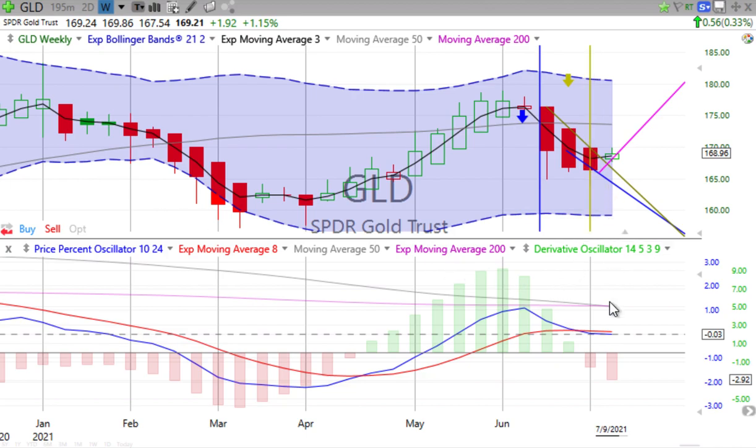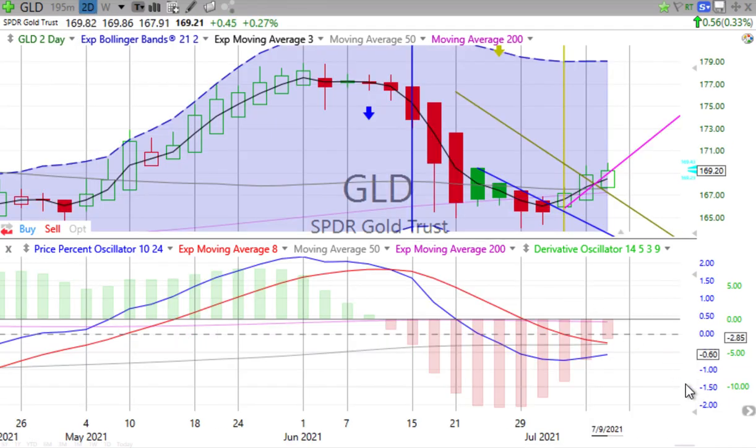Now, is gold bottoming out? That would be beautiful. The price percent oscillator is flat. Derivative oscillator still gaining some downward momentum, but it was the first up week we've seen in a month for gold. And that's nice to see. Still negative, though. Look at the 2-day. It hasn't crossed over going up yet either. It's losing downward momentum on the price percent oscillator and the derivative oscillator. And of course, we've had 6 days now of up movement, which is good to see.